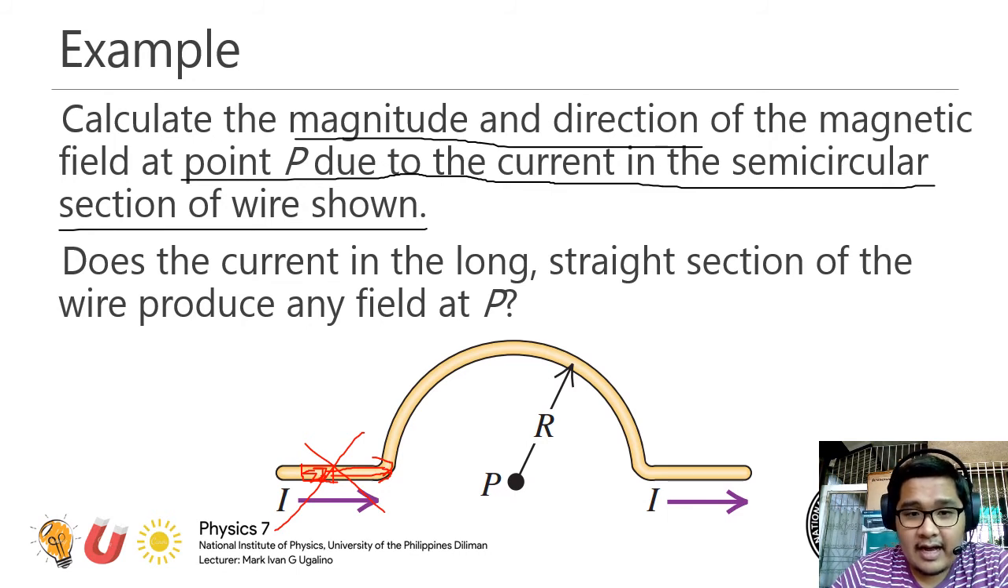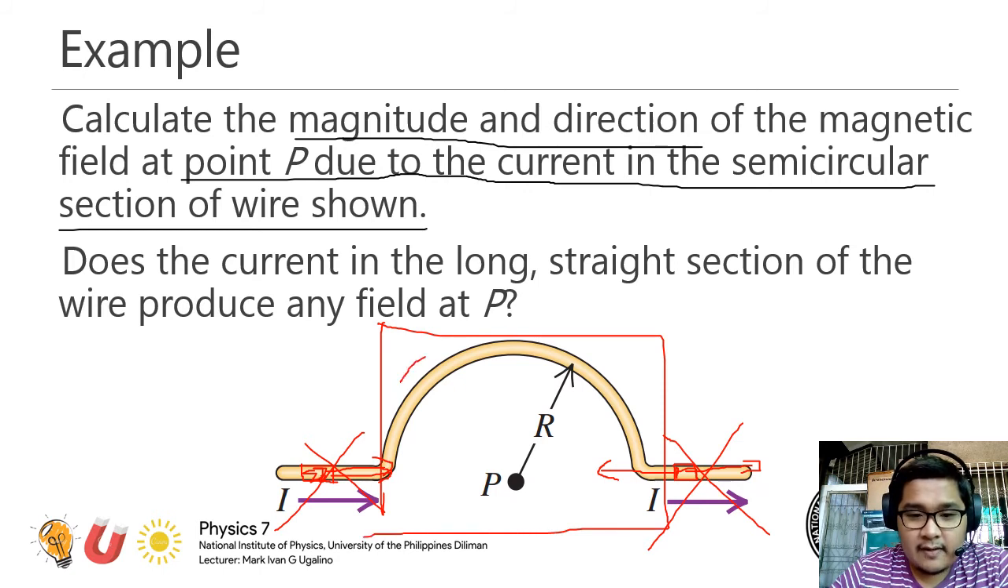On the other hand, dl for this part of the segment is pointing in that direction, while dr is pointing in the opposite direction. Actually, it's in the anti-parallel direction. Therefore, this segment also does not contribute to the magnetic field. So we are only interested in the contribution of this segment, in which the current is flowing clockwise from this perspective.